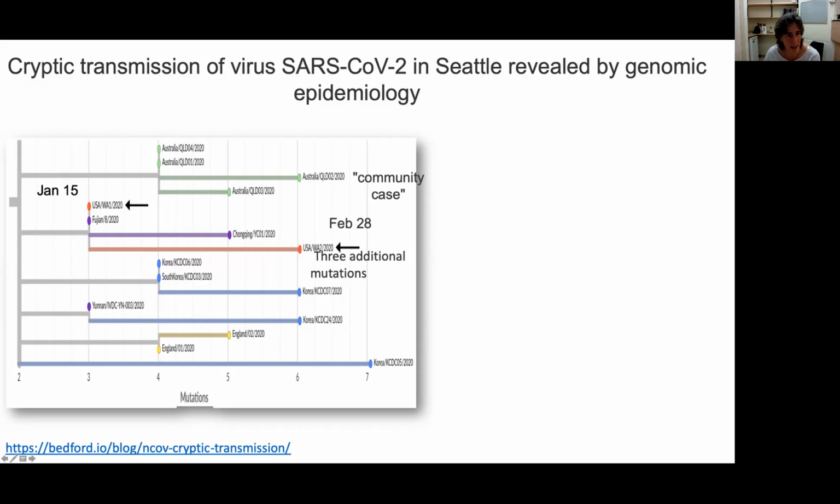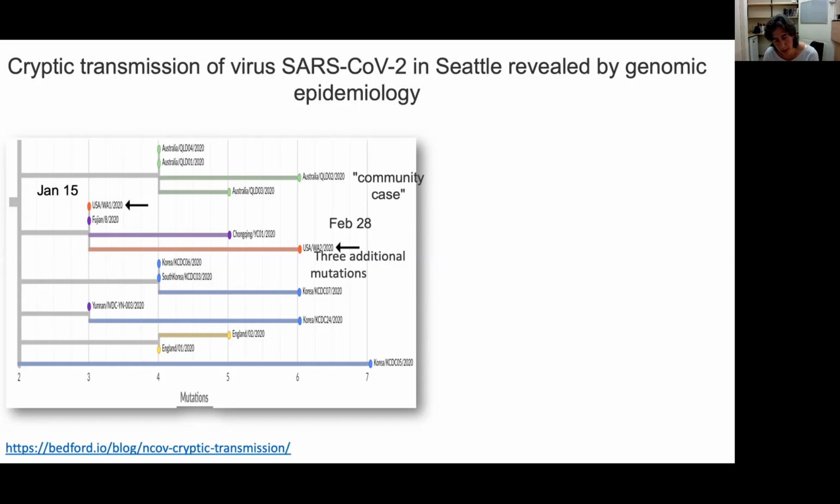The first case in the Seattle area happened on January 15. When they sequenced the virus, they found that it's completely identical to an isolate from China, which indicates that this first case in Washington originated from China. Five weeks later, they had the second case, which was a community case from an unknown source. When they sequenced it, they found there were only 3 additional mutations from the sequence they identified on January 15.